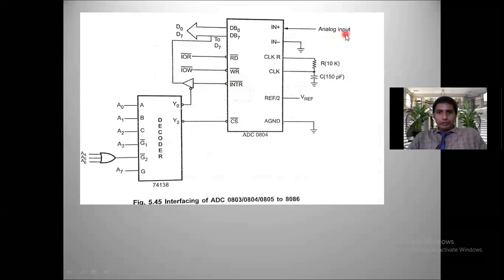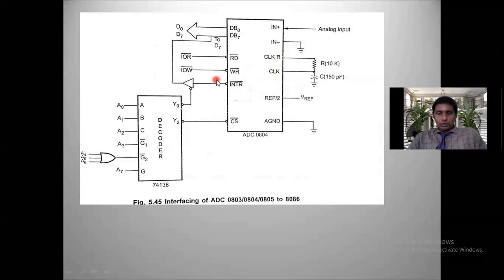Whenever you give analog input after activating CS bar, with this clock frequency the analog data is converted into digital data. During that conversion time, INTR bar is 1, because Y0 is connected through the NOT gate to INTR bar. Whenever Y0 is 0, 0 is given to the NOT gate, and the output of the NOT gate is 1. 1 is given to INTR bar, which indicates that conversion is in progress. Whenever conversion is completed, this INTR becomes low, low means 0.